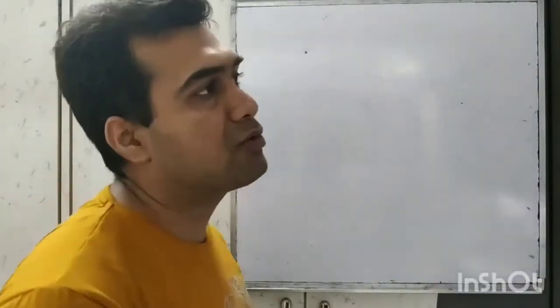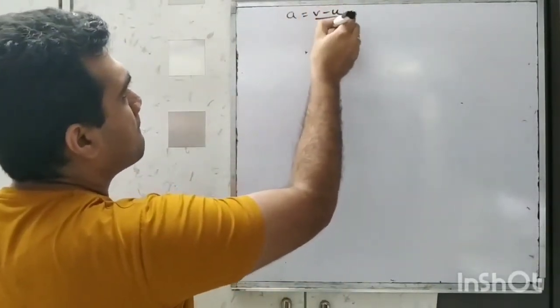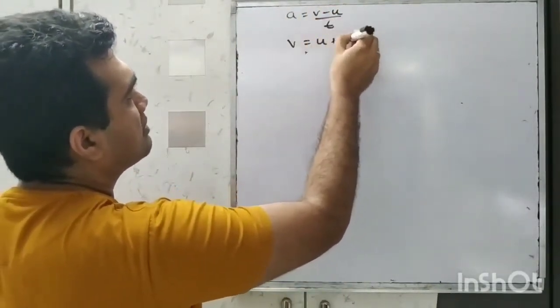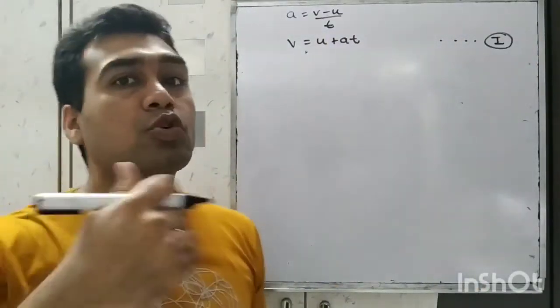By definition, a is equal to v minus u upon t. So by cross multiplication, we get v is equal to u plus at. That is the first kinematic equation. Now we will derive two more equations.